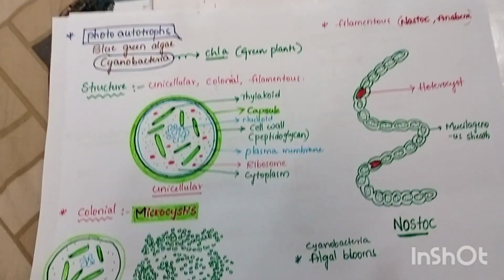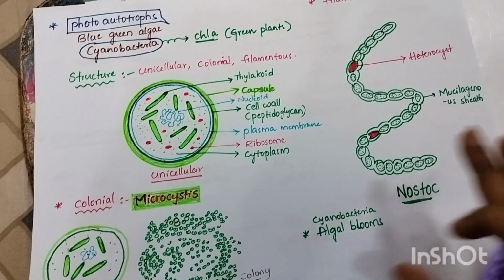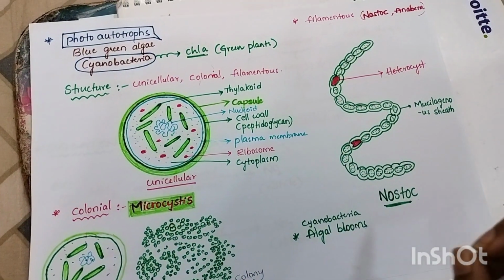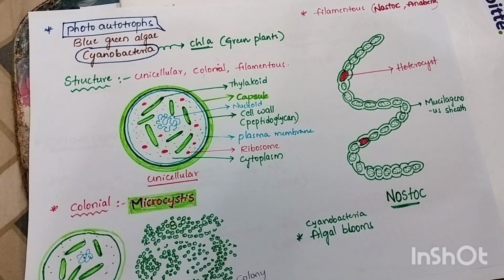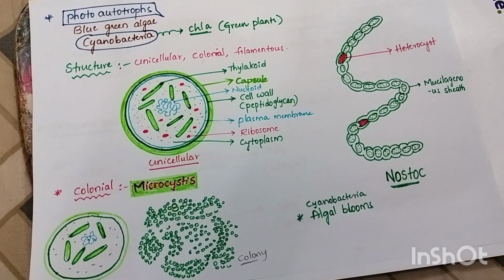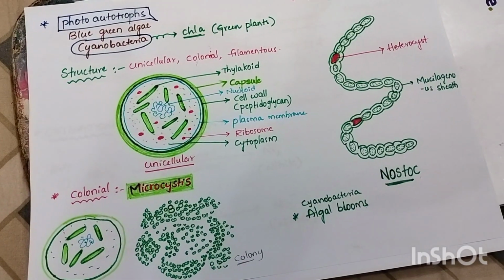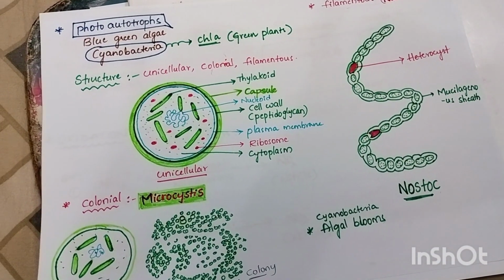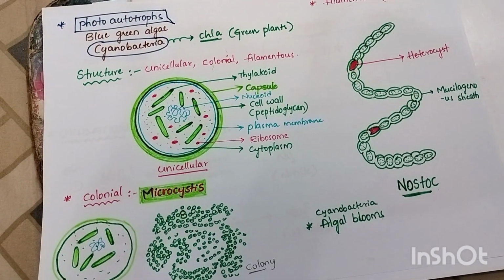So here the total concept is that all these three types of cyanobacteria have a pigment called chlorophyll A, and that helps in trapping of sunlight, absorbing the sunlight. Because of that sunlight, they prepare their own food material. So this is the concept.